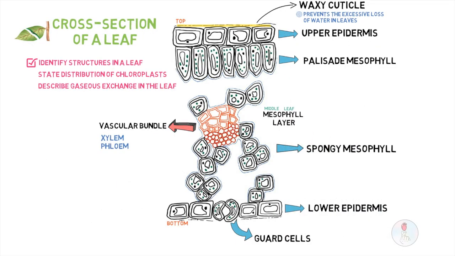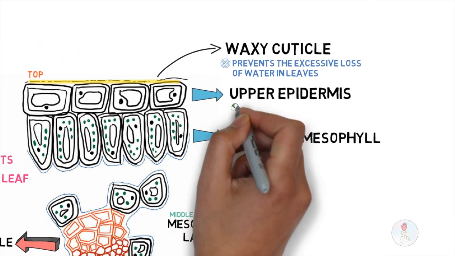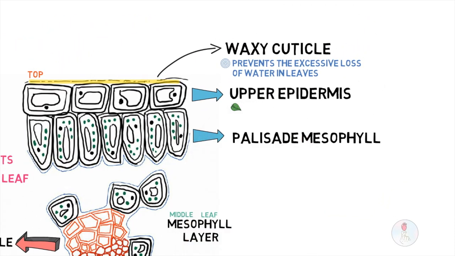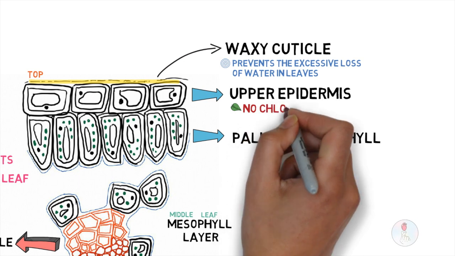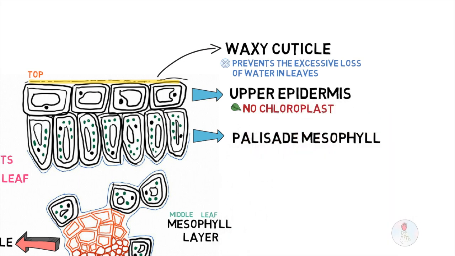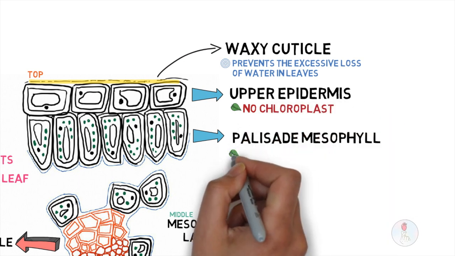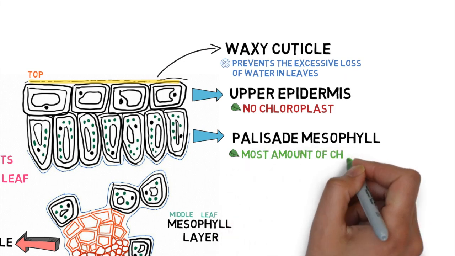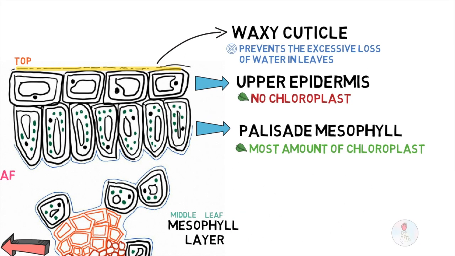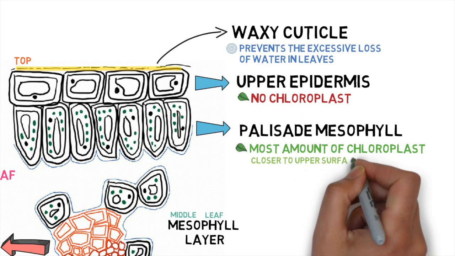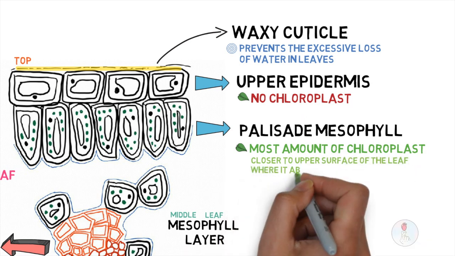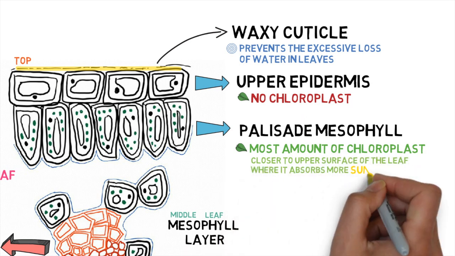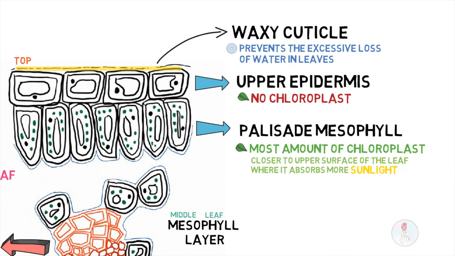Now, let us look at the distribution of chloroplast in a leaf. As you can see in the diagram, there is no chloroplast in the upper epidermal cells. However, one step down, the palisade mesophyll cells has the highest amount of chloroplast. This is because this layer is closer to the top surface of the leaf, where they are exposed to more sunlight and thus can absorb more.